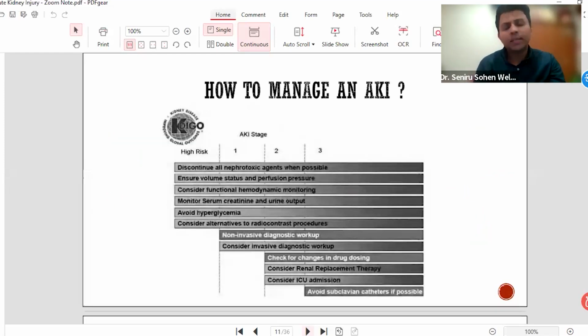Right. So moving on to the final part. How do you manage patients with AKI? There are no interventions that will reverse the AKI. So management of AKI is primarily supportive. When we are managing patients with AKI, first we have to identify which patients are in priority.